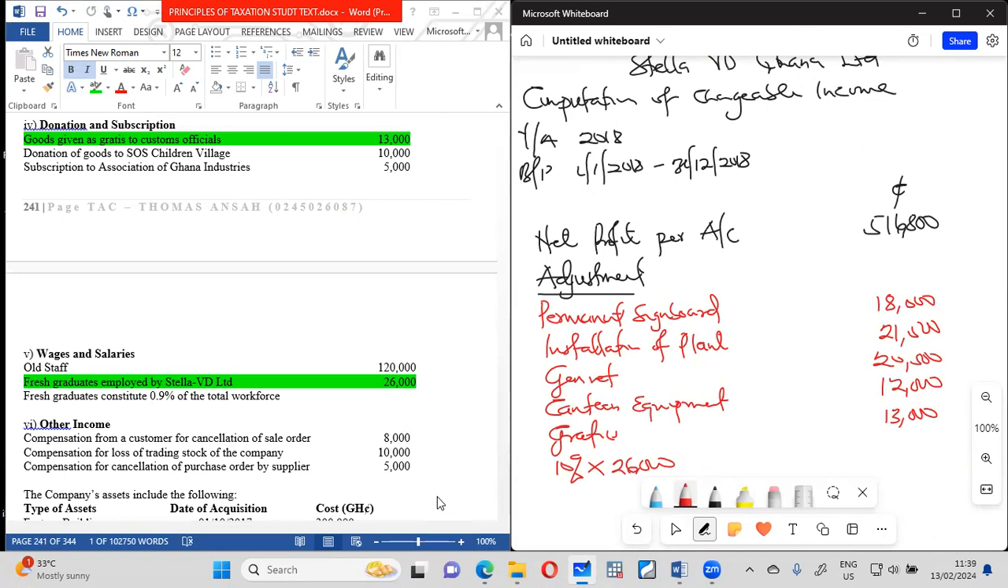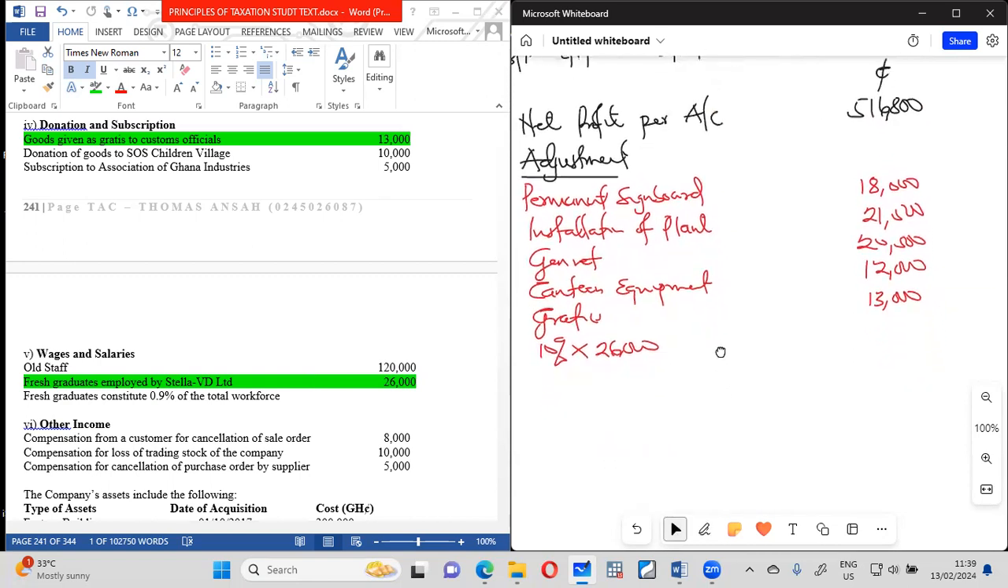So your old staff is how many? They have 26. We weren't given the number, but we were given the percentage. So they deducted for fresh graduates. Of course, they are supposed to deduct. It's an expense, but they should deduct more, and they deducted only 26,000. So they should reduce the expense more. It's an allowable deduction. Since they didn't do that, we will do it on their behalf. We won't add it back. We should deduct more. It's a relief that they should get. So let them enjoy that relief also, to reduce the profit that you are going to tax.